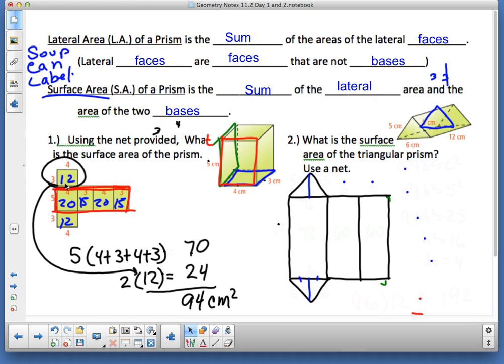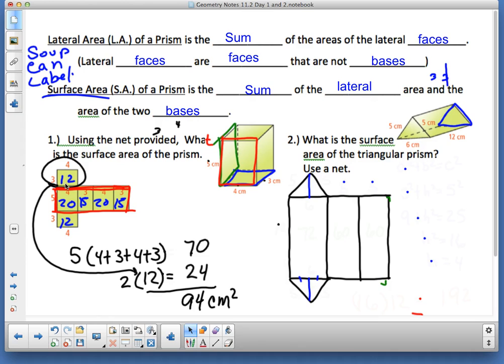When I have any other shapes other than rectangles, those are the bases, and that's it. Okay, the search is over. So I've got a triangle and that's my base. So now I have to find the information I need to be successful in finding the area of a base.